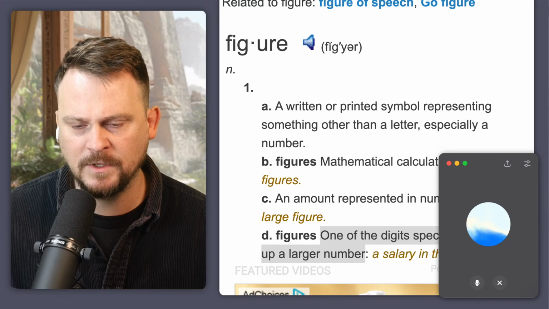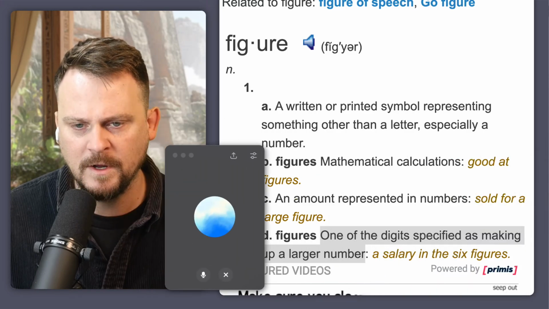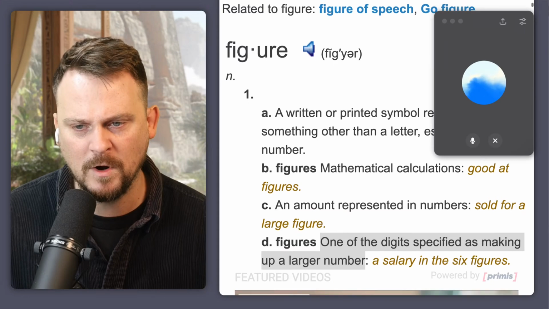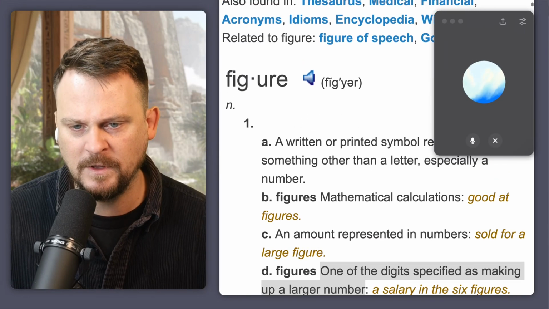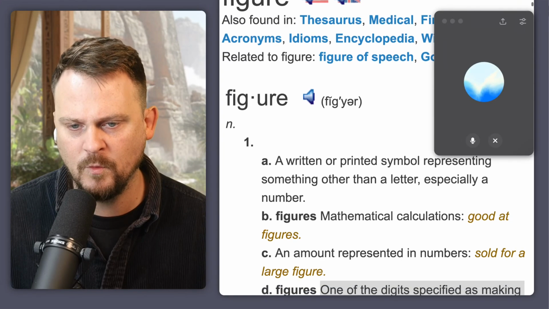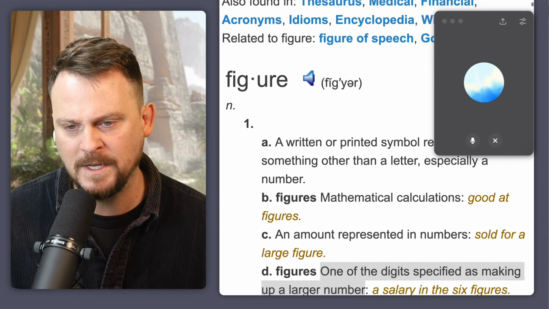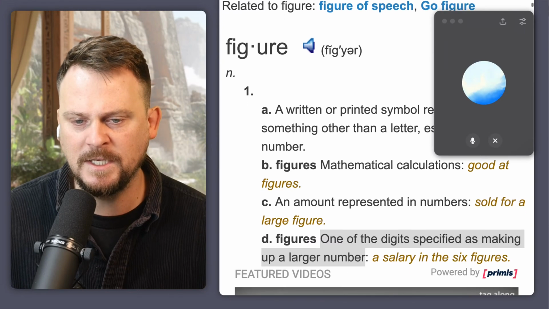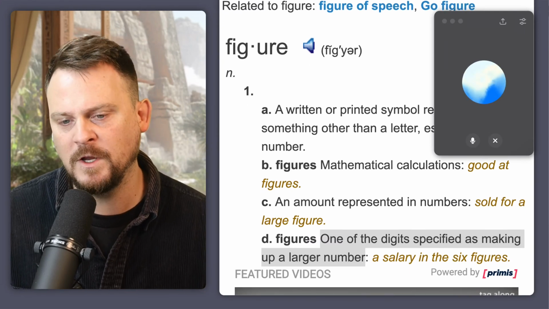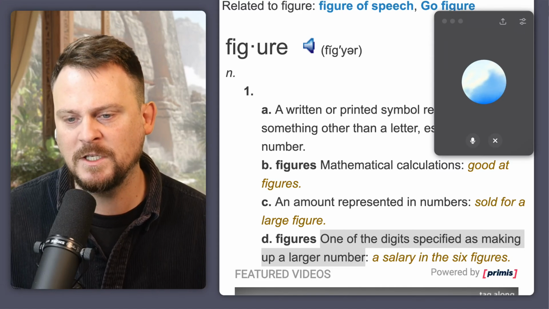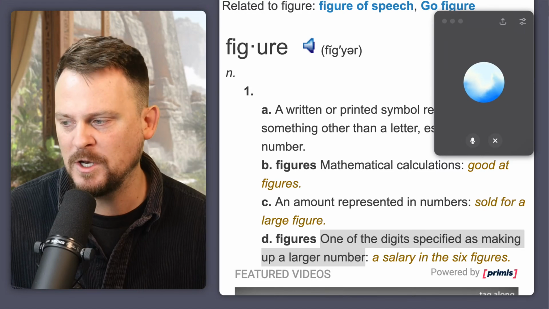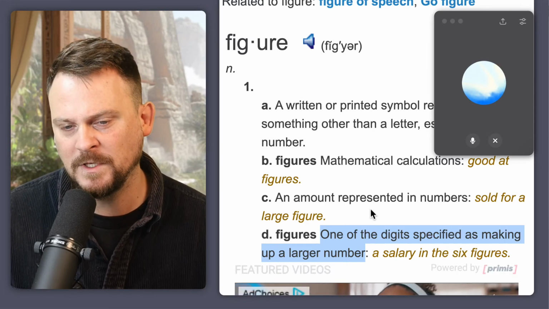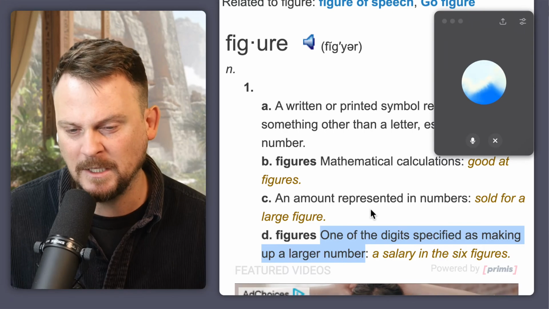I'm just looking at the definition of the word figure here on a dictionary website, and there are two that I want a little bit more maybe detail on. So the definitions are A, a written or printed symbol representing something other than a letter, especially a number. B, mathematical calculations, for example, good at figures. C, an amount represented by numbers, sold for a large figure. And D, one of the digits specified as making up a larger number, a salary in 6 figures. So could you give me a couple more examples of C, and then could you explain D in a little more detail?